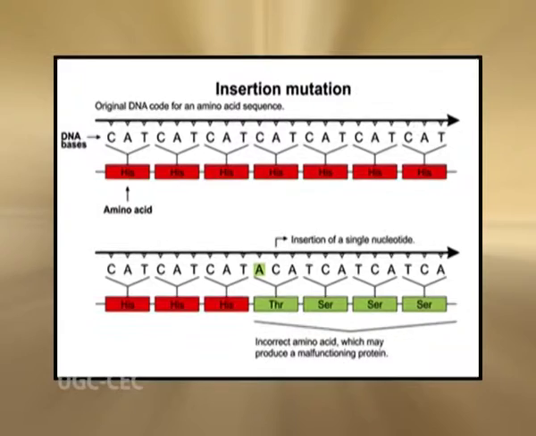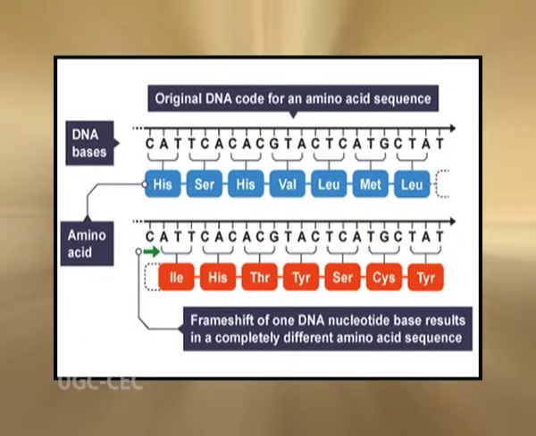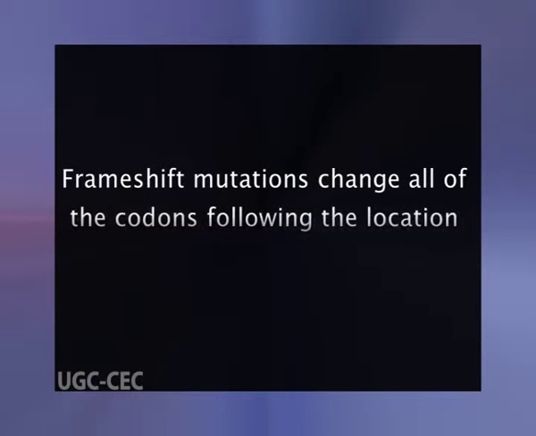Other common forms of gene mutations include deletions, insertions, and duplications of one or more bases. If the number of bases deleted is not a multiple of 3, then the mutation is also considered a frameshift mutation. Frameshift mutations change all of the codons following the location of the DNA change.